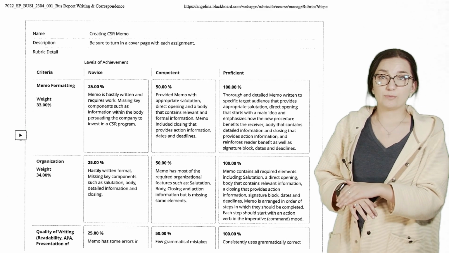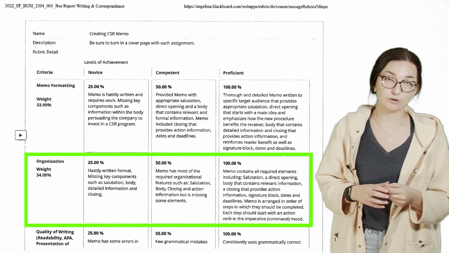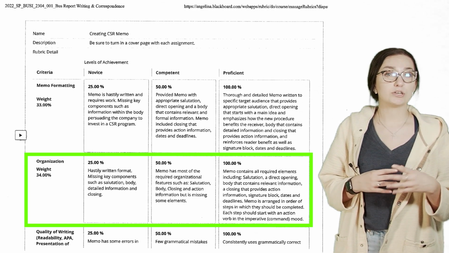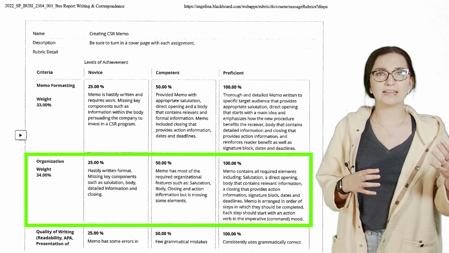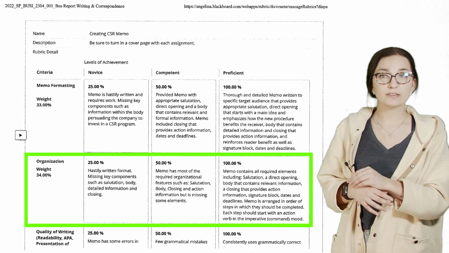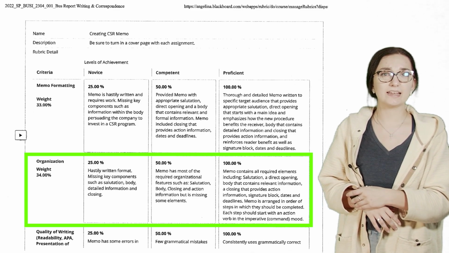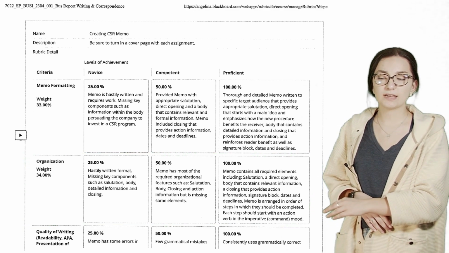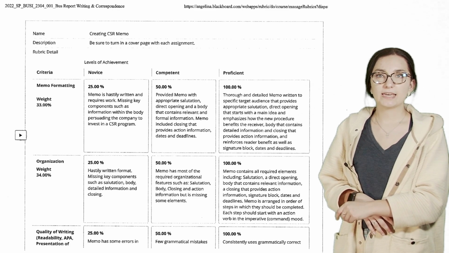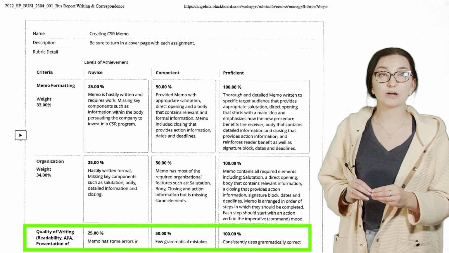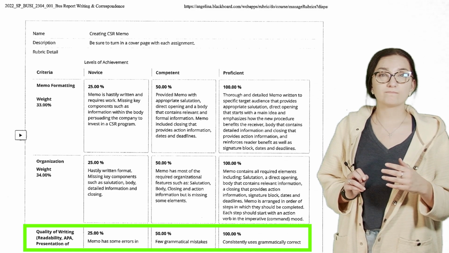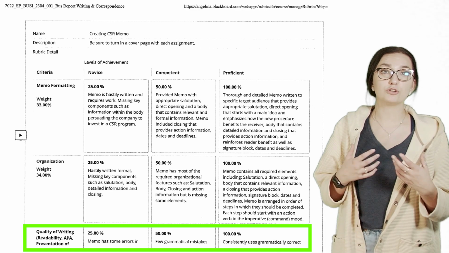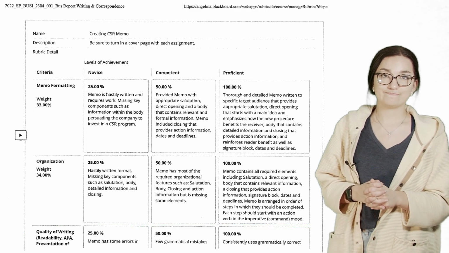The second part of this rubric is the organization of your paper. So this is the actual contents of your paper, that you're using correct grammar, that you can tell you spent time on this assignment, and that it overall just makes sense within your writing. The last part of the rubric is the quality of your writing. So this is that you're clearly conveying the purpose of the memo to the receiver of the letter.